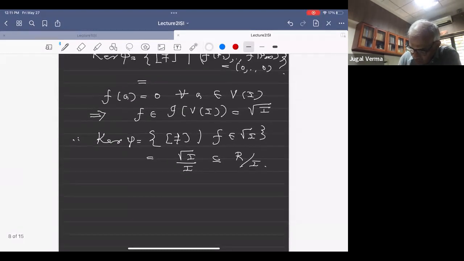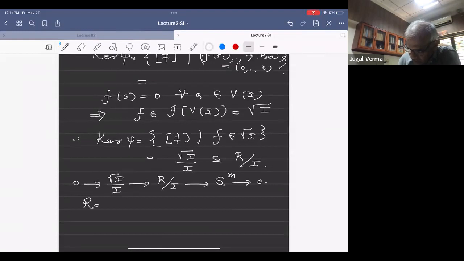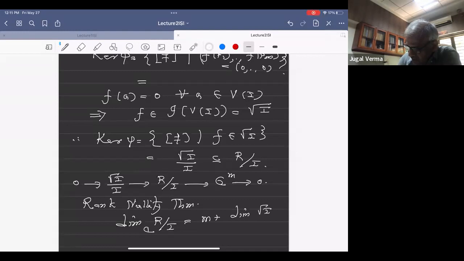Therefore we have the radical of I over I injecting into R mod I, and from R mod I we have a surjective map onto C^m. So by the rank nullity theorem, the dimension of R mod I, which is finite, is equal to m plus the dimension of the radical of I over I.